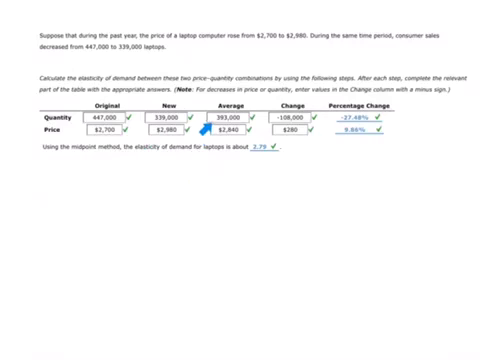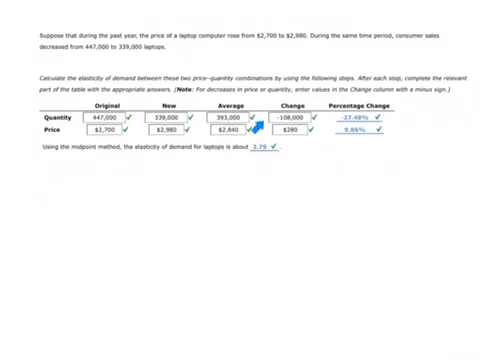So we use the midpoint method typically in this class to figure out elasticity of demand, because elasticity of demand changes as you move along the demand curve. So we took 447,000 plus 339,000 and then divided by 2 to get 393. That's where that came from. Then we took $2,700 plus 2,980 divided by 2, and we got 2,840 for the midpoint on the price.